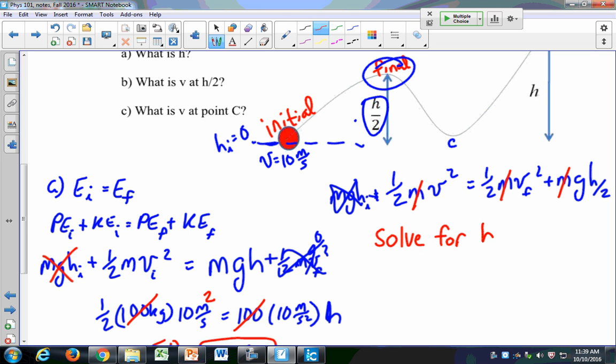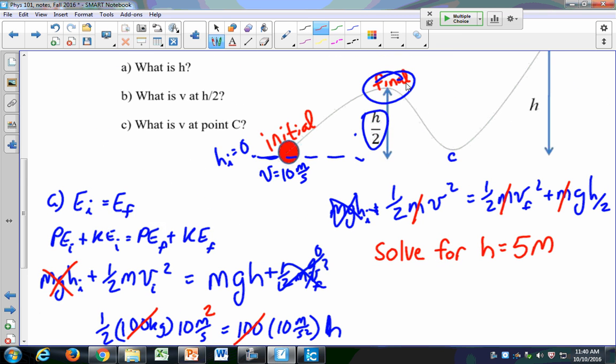I'm not going to do it here because we're out of time. But next time we'll do the third part, and it'll work out very similarly. It does work out to be, h works out to be 5 meters. No, it doesn't. No, I'm sorry. We don't solve for h, we solve for v. V works out to be 7 meters per second.